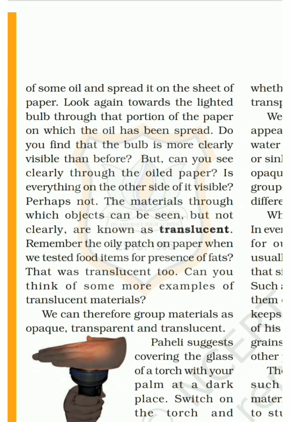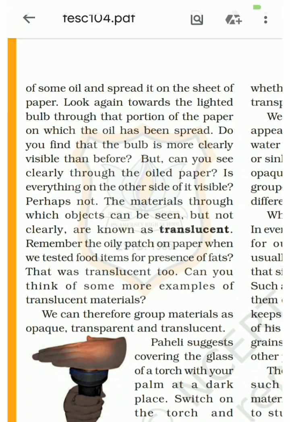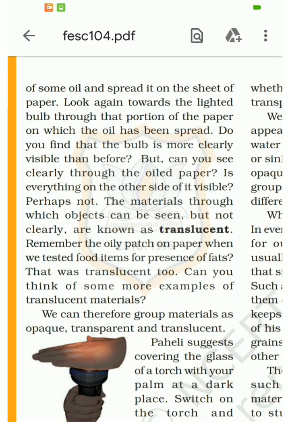Do you find that the bulb is more clearly visible than before? But can you see clearly through the oiled paper? Is everything on the other side visible? Perhaps not. The materials through which objects can be seen but not clearly are known as translucent. Remember the oily patch on paper when we tested food items for the presence of fats? That was translucent too. Can you think of some more examples of translucent materials? We can therefore group materials as opaque, transparent, and translucent.